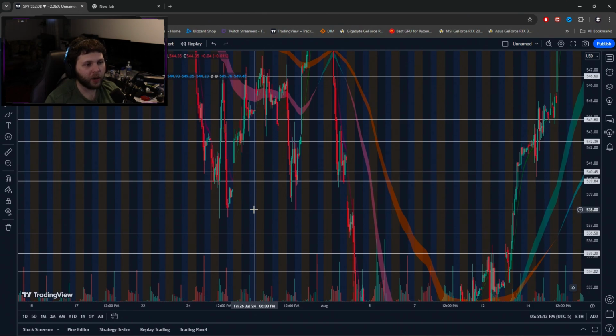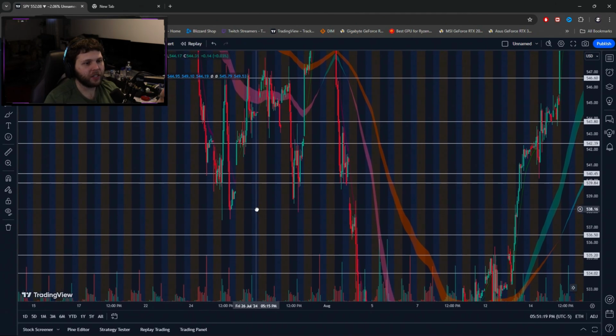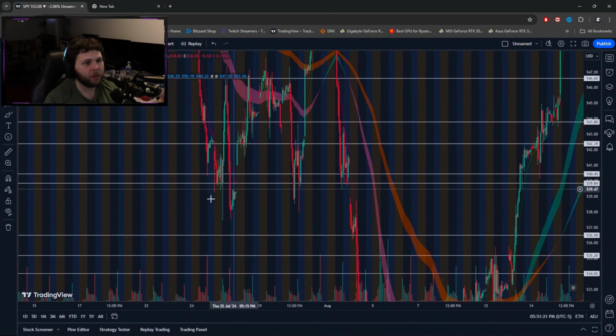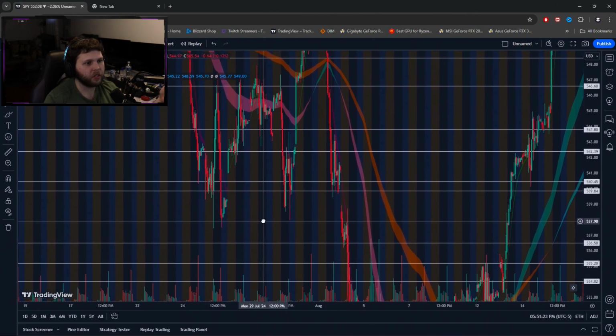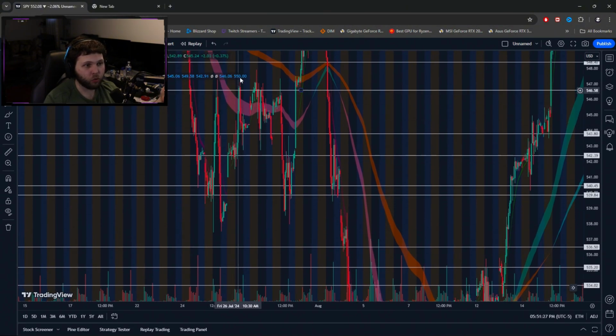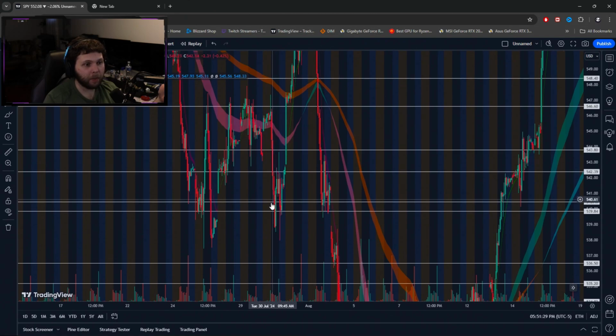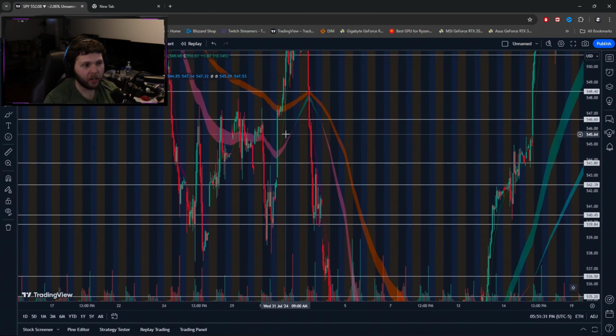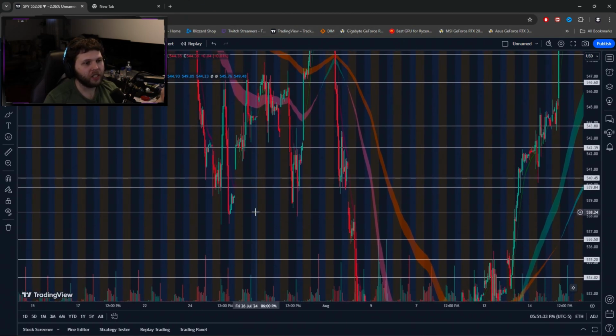And you might also be wondering why I don't have a level here on 538, because as you can see, it touched it twice. The reason I don't have it here is because I kind of see this as manipulation or liquidity sweeps. And the reason I say that is, look, it breaks down and the next day it goes right back up. Right here, it breaks down and it goes right back up. So I don't really see these as levels.